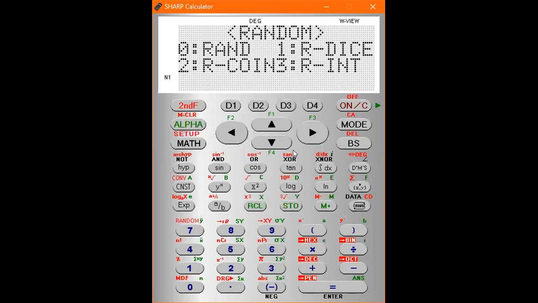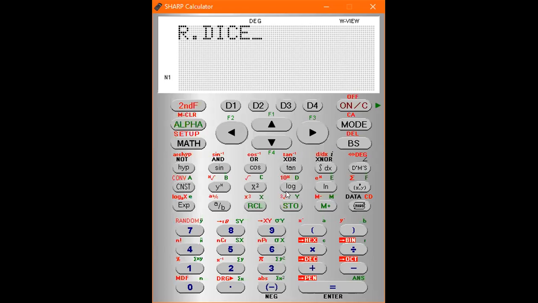Okay. So let's, for example, use our dice. So we're just going to press 1, and then to roll the dice, we press equals. And there you go. So there's some nice things that you can do with your students.